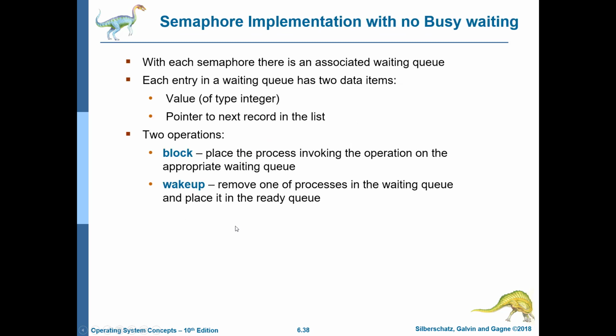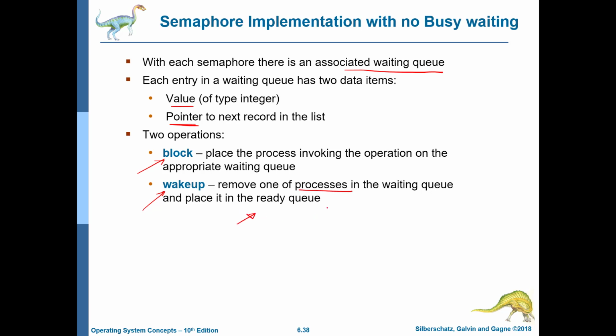With each semaphore, we associate a waiting queue, a queue of processes. Each entry in the waiting queue will have two things: a value of type integer and a pointer to the next record in the list, which is similar to any other waiting queue. Furthermore, we'll have two operations, block and wake up. Block means that whichever process is invoking the operation, we place it in a waiting queue.